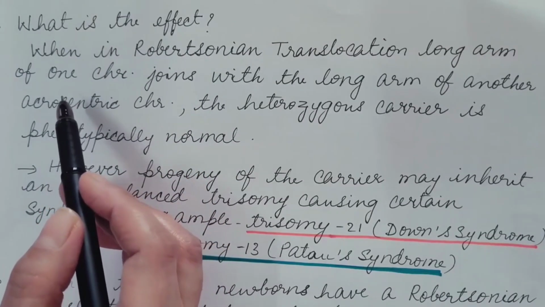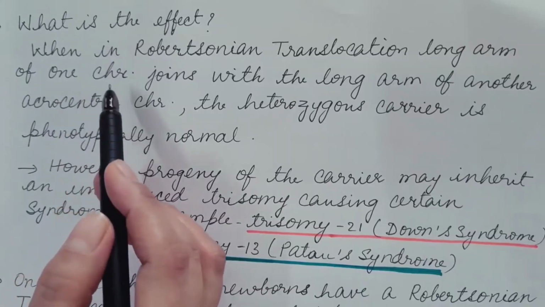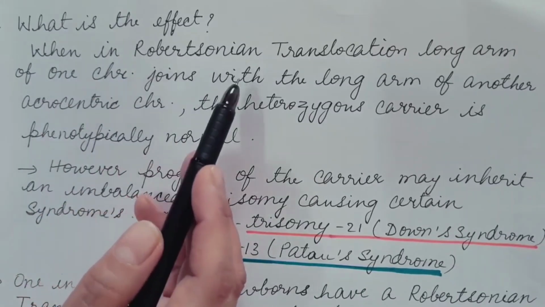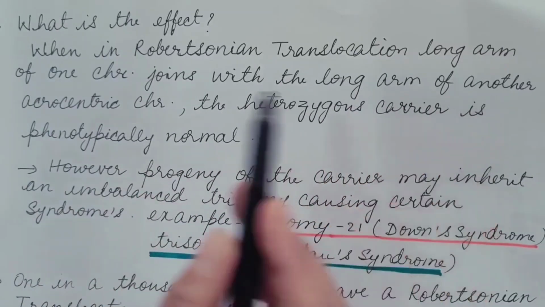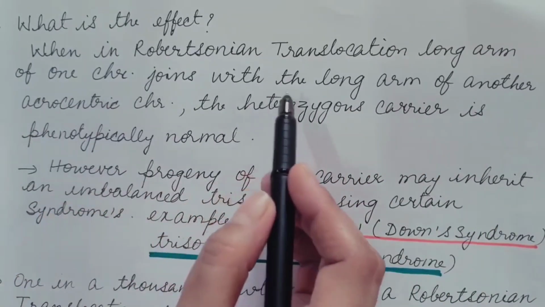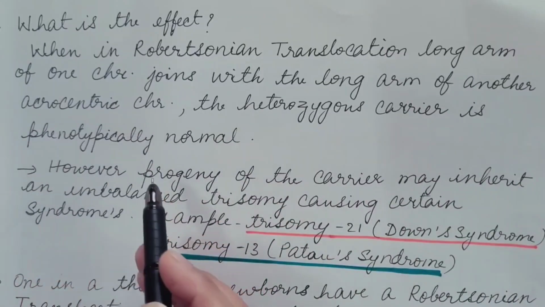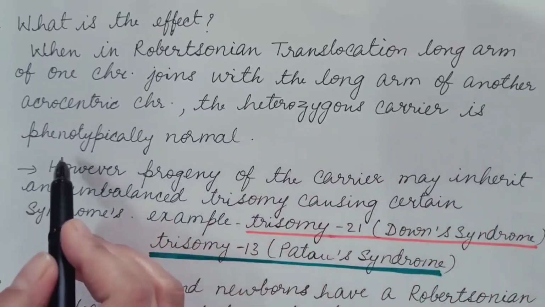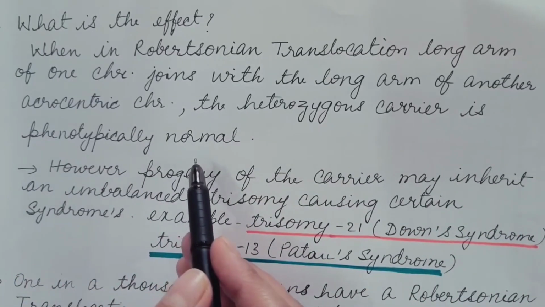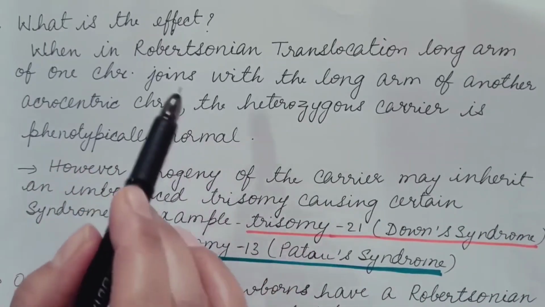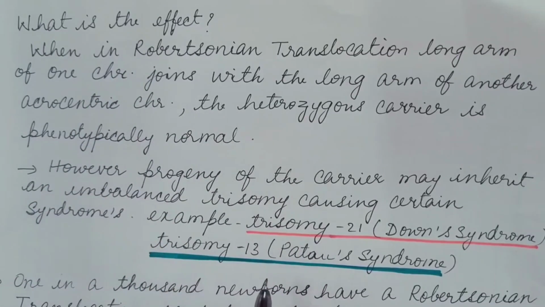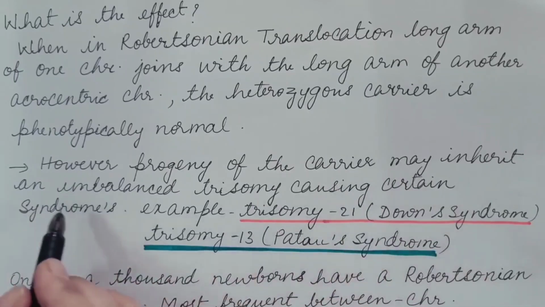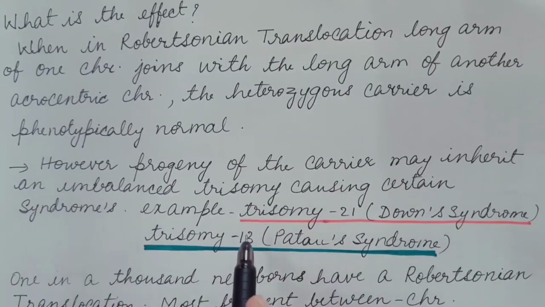What happens when Robertsonian translocation takes place in any individual? In Robertsonian translocation, the long arm of one chromosome joins with the long arm of another acrocentric chromosome, as seen in the figure. The heterozygous carrier is phenotypically normal. So the carrier in which this translocation takes place is normal. But the offspring that these carriers produce may inherit an unbalanced trisomy.